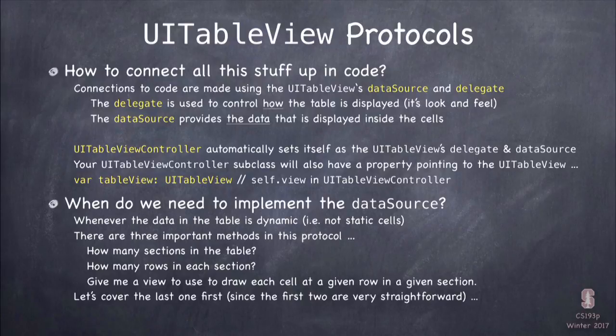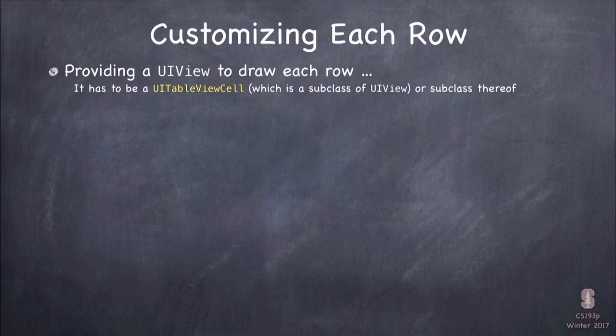Okay, so for each row that the table view wants to draw, it's going to ask you, okay, give me a UITableView cell now, because I'm going to draw this row. Okay, so that's how it works. That's fundamentally how this works. Now, all these methods are in the UITableViewDataSource protocol. So let's look at the last one, the give me a UITableView cell, because it's the most complicated. The other ones are super, super simple.